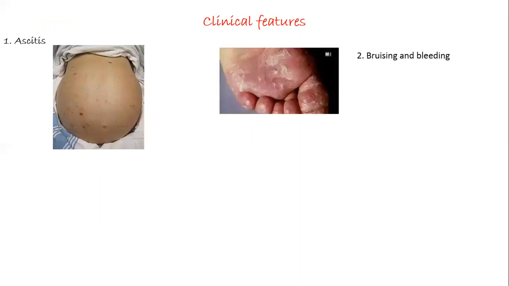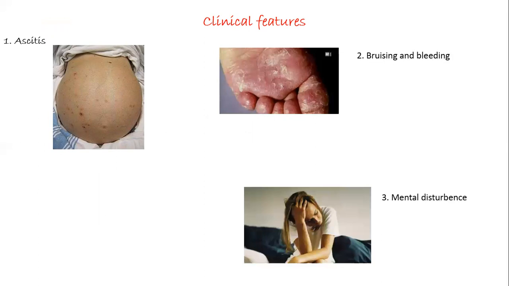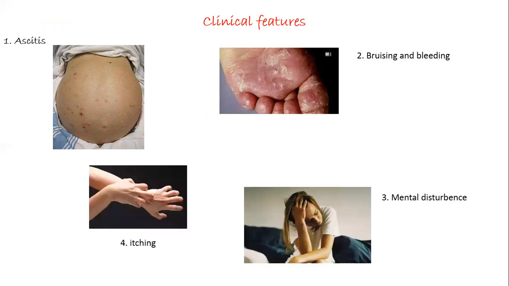Now let's take a look at the clinical features. The first clinical feature is ascites. The second is bruising and bleeding. Third is mental disturbance, and fourth is itching. The treatment is, as you know, liver cirrhosis is not curable. You cannot reverse the effect. You cannot reverse the damage which has happened to your liver, but you can go for some small measures.